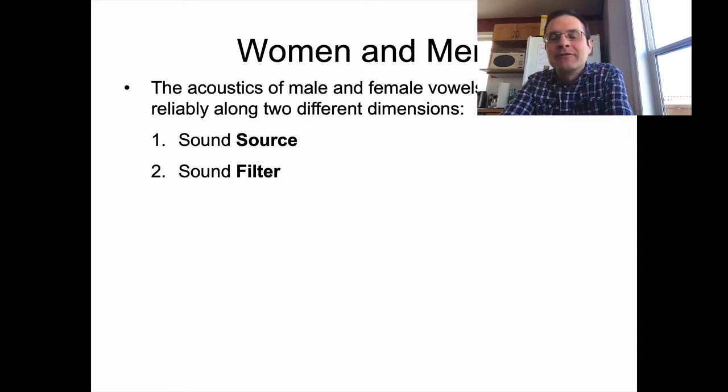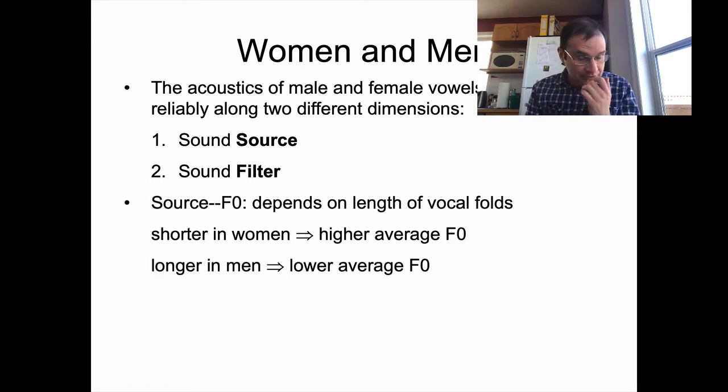So the acoustics of male and female vowels differ reliably along two different dimensions. One is what's going on at the sound source, i.e. the vocal folds themselves, and the other is what's going on with what's called the sound filter, in this case the vocal tract. At the source, these are the vocal folds that produce the periodic voicing for a speech sound, namely vowels in this case. That depends primarily on the length and the thickness of the vocal folds. Men tend to have longer and thicker vocal folds, which leads to lower average F0. Women tend to have shorter and thinner vocal folds, which gives them higher average F0.